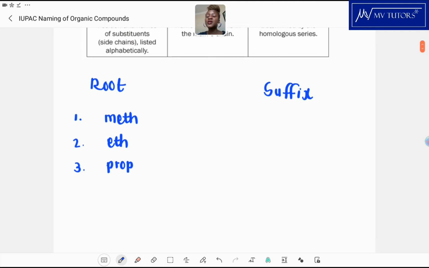For example, your homologous series is indicated by the suffix. If you're looking at alkanes, as part of your hydrocarbons, and you have one carbon atom, that would be methane. Ethane if you have two carbons, propane if you have three, and then it goes on. If you have four carbons, it's but, and if it is an alkane, it'll be butane.